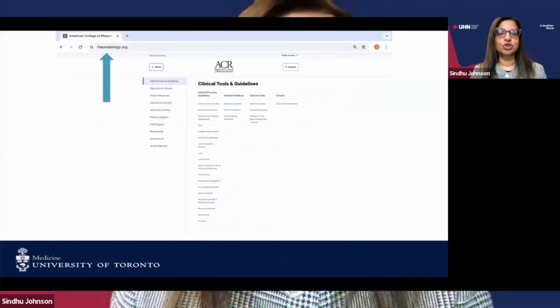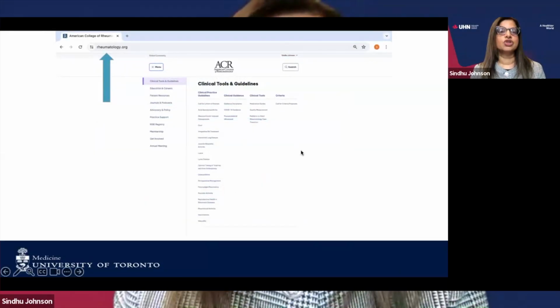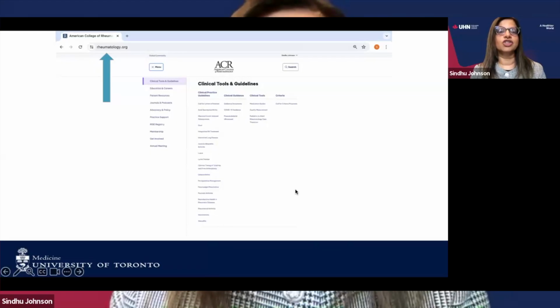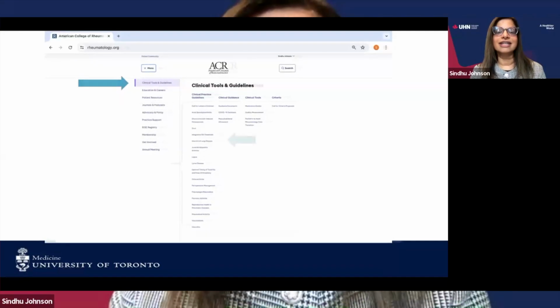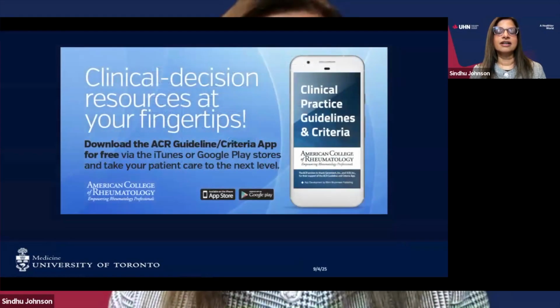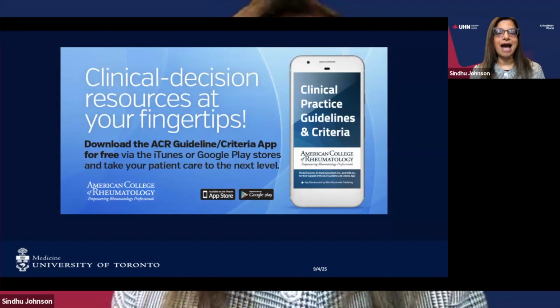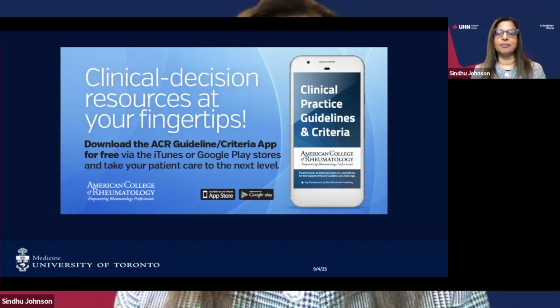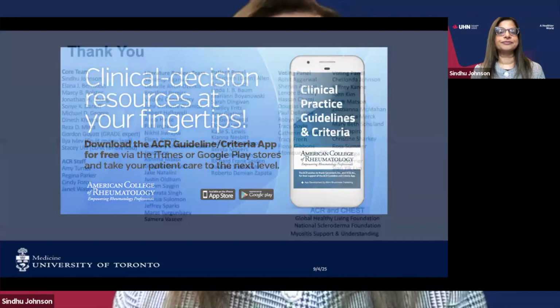If you would like to review the document for yourself, it is freely available to all ACR members. You just go to their website, rheumatology.org. There you'll click Clinical Tools and Guidelines, and you will find the ILD guidelines. The guidelines are also freely available on the ACR Clinical Practice Guideline and Criteria app. This can be downloaded from the Apple Store or from Google Play.